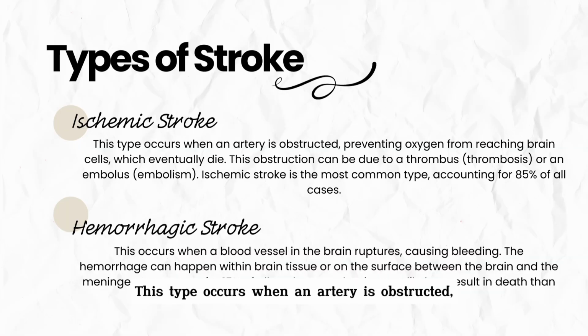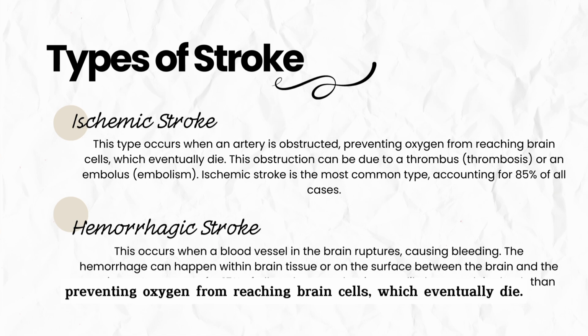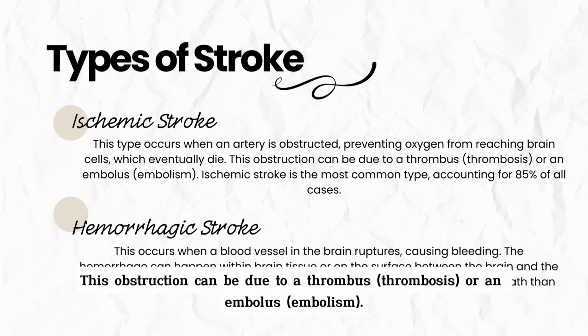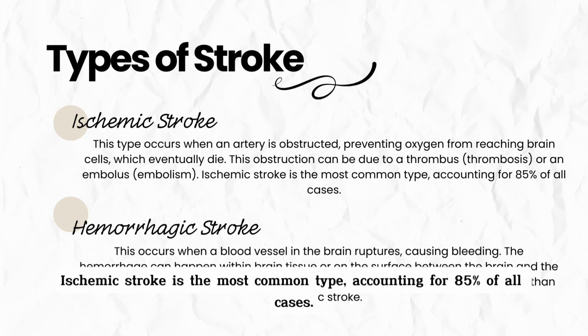Ischemic stroke. This type occurs when an artery is obstructed, preventing oxygen from reaching brain cells, which eventually die. This obstruction can be due to a thrombus (thrombosis) or an embolus (embolism). Ischemic stroke is the most common type, accounting for 85% of all cases.